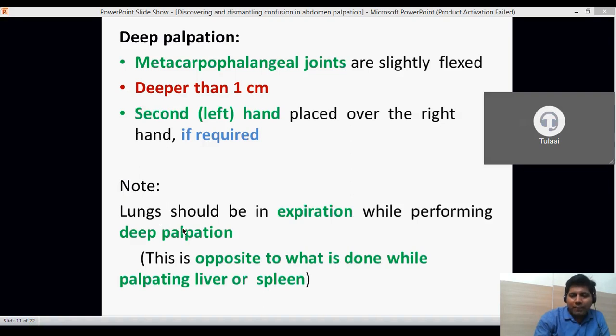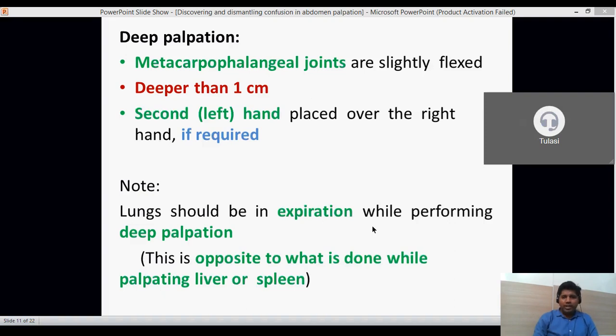And one more interesting thing about deep palpation. When you are palpating the abdomen, the lungs should be in expiration. Take a moment and just breathe in and breathe out. You will see that when you breathe out, when your lung is in expiration, your abdomen is flattened and the organs or masses can become easily palpable. That's why this is preferred.